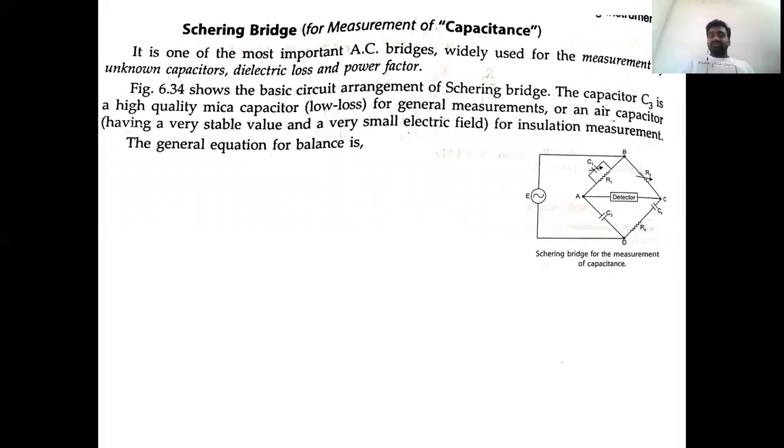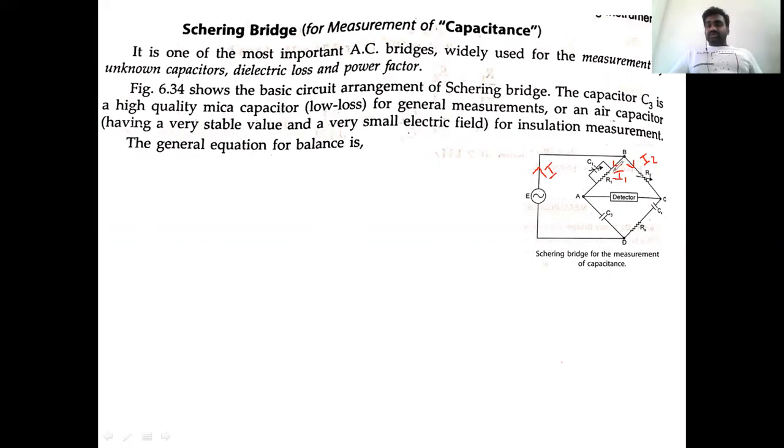Okay, if we see the construction of this particular bridge, the entire bridge is connected with an EMF source, an AC voltage source, and the initial current flowing is I. The current will split here and here. This is I1, and here this is I2.